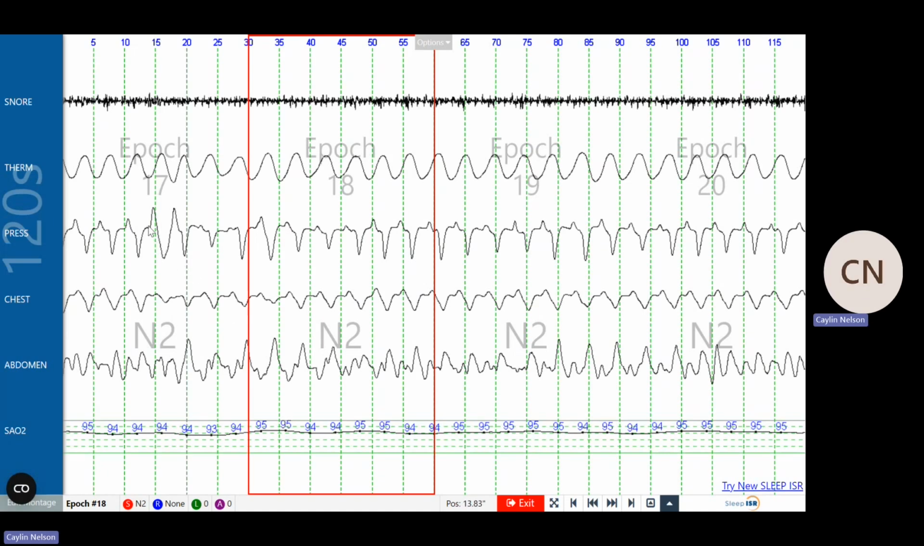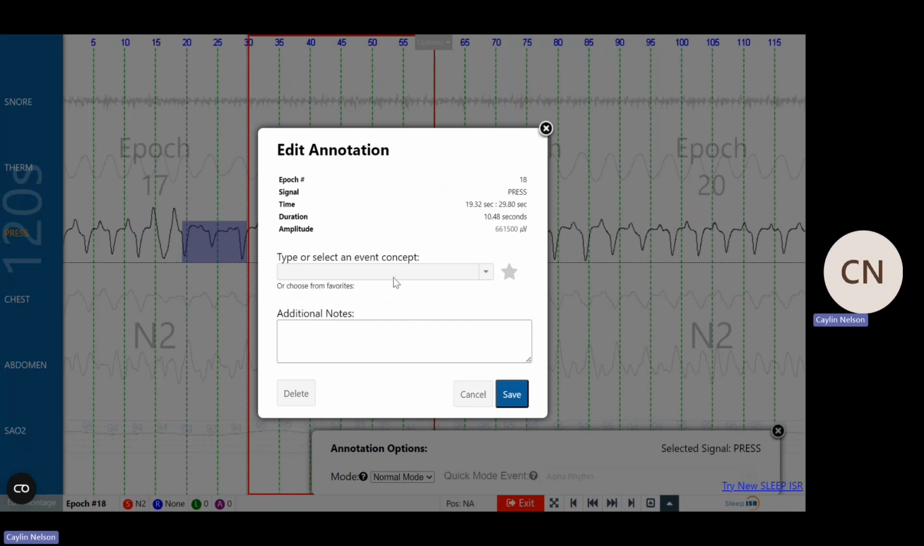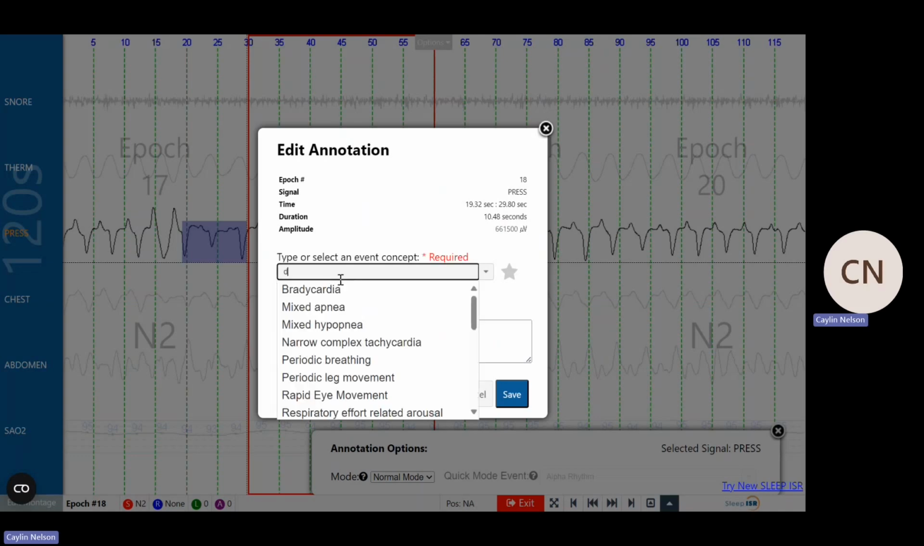So I'm going to move forward. That way we can see the full epoch to see if there's any changes in between epoch 17 and 18. So here I'm just basically scoring one, first determining if the duration is enough, which it was 10.48 seconds, you can see. And I want to put in a note that this is the decreased airflow.